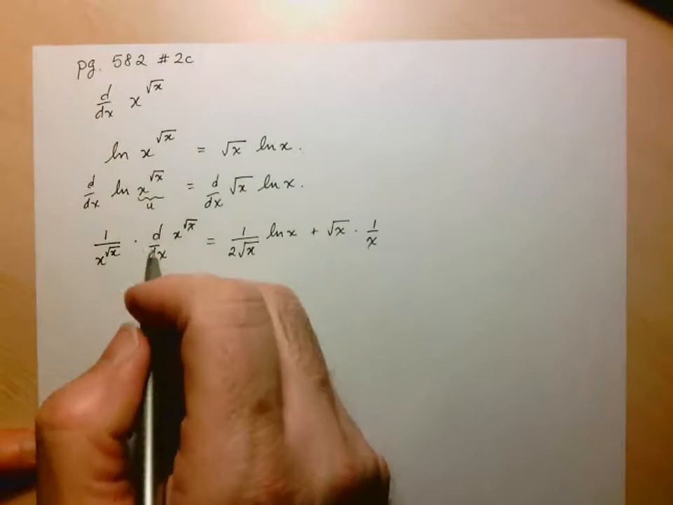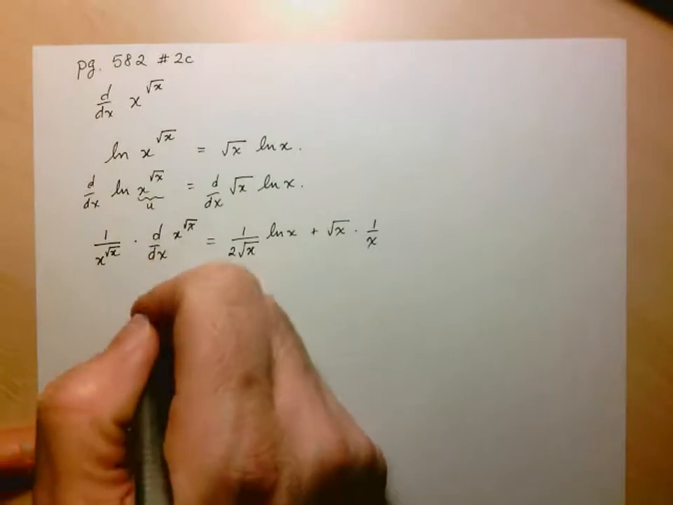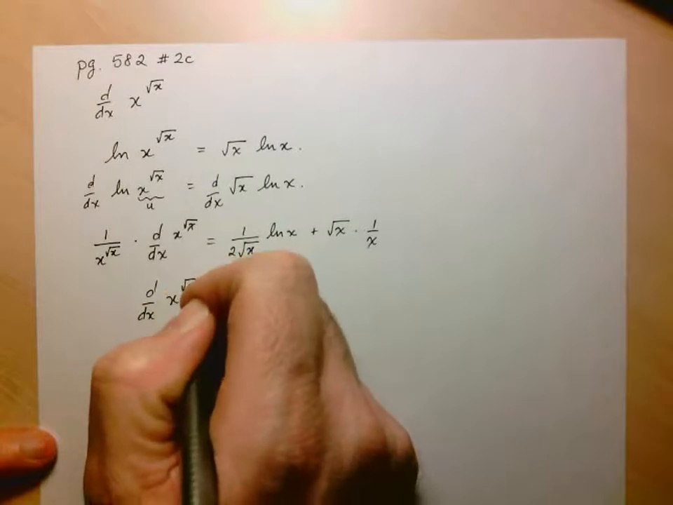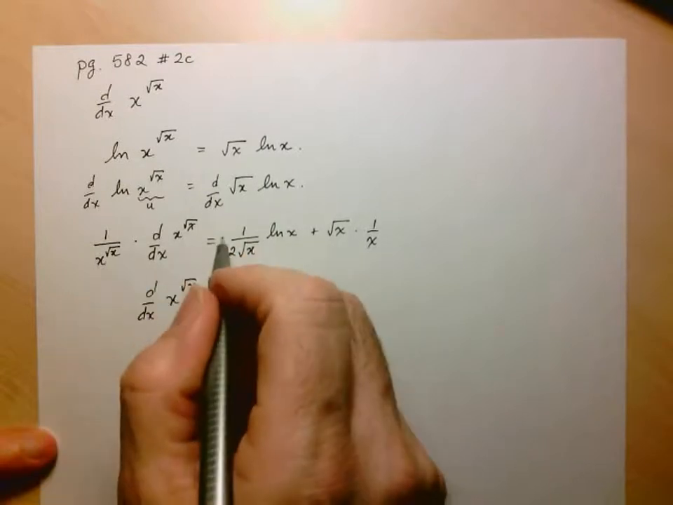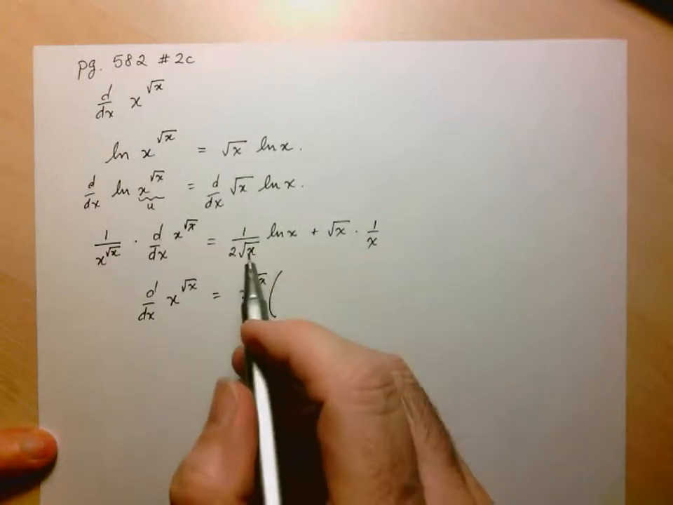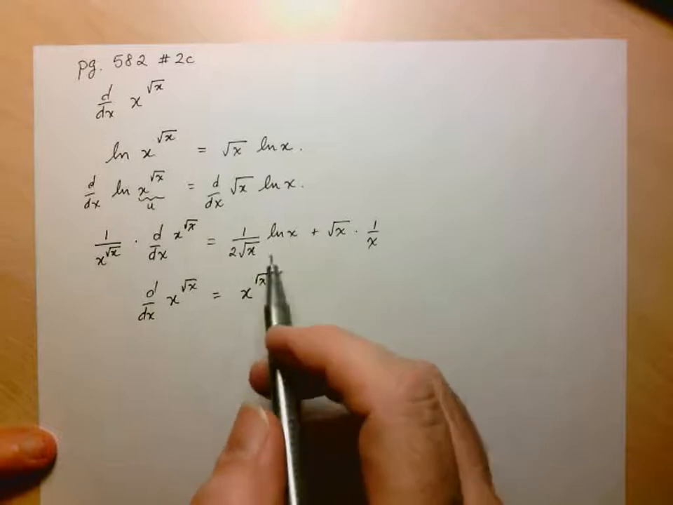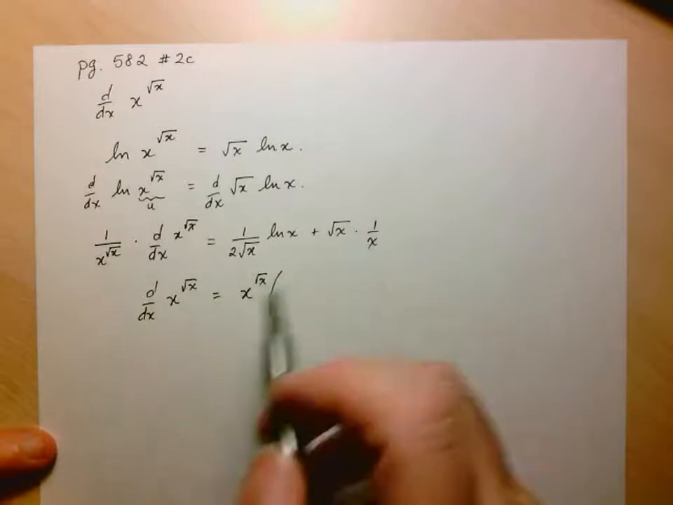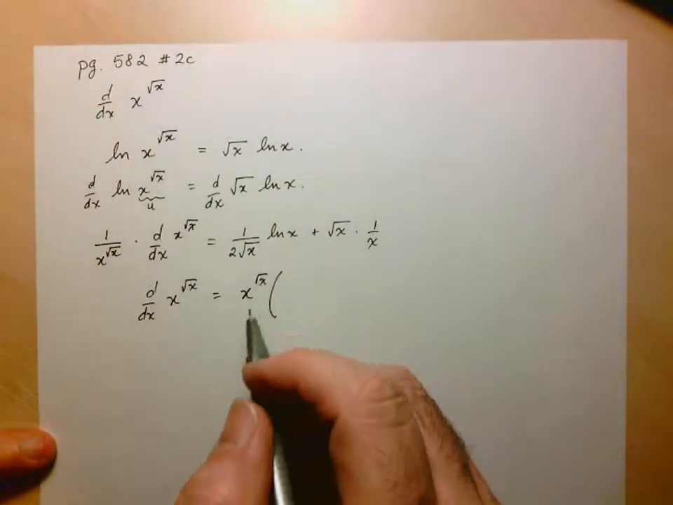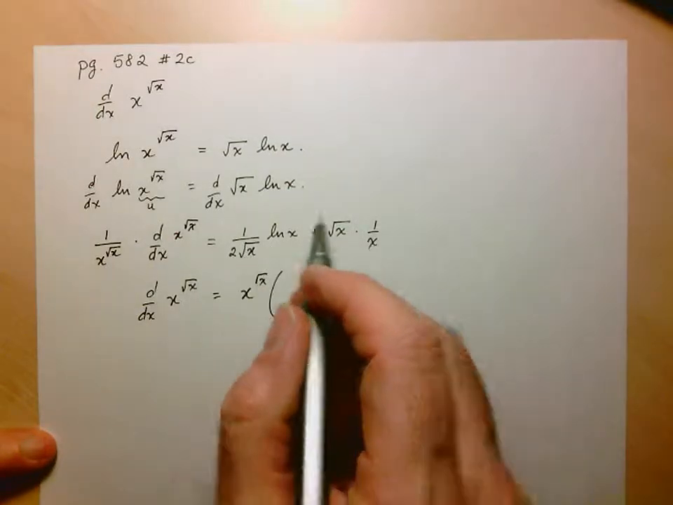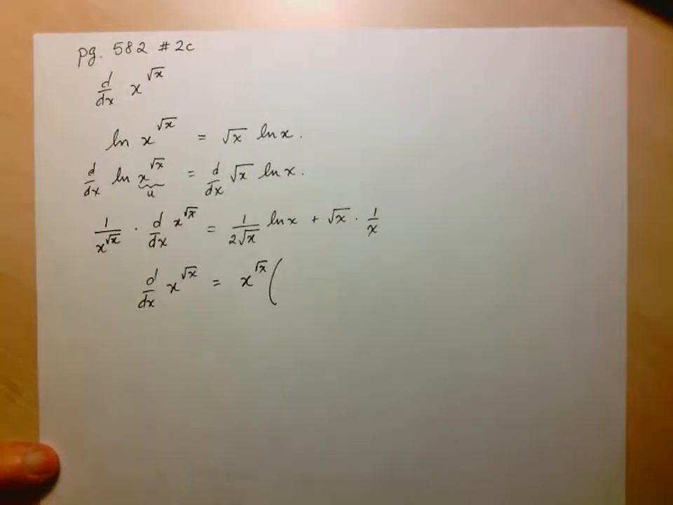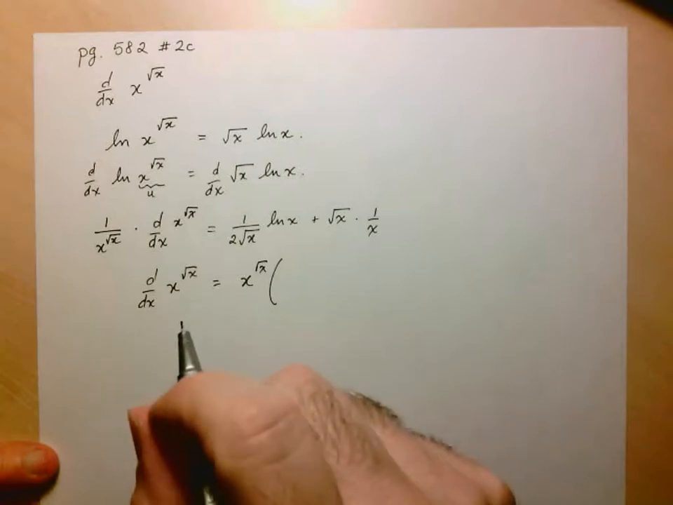Okay, and now I can just solve for the expression which I'm actually looking for. So the derivative of x to the root x is given by, this just gets multiplied to the other side, so x to the root x times this whole thing here. Okay, so in principle, I would just leave it as it is. If you're being asked to not simplify, you would just leave it as x to the root x times this whole expression. But just to now start getting some familiarity with doing some more simplification, let me do that here.